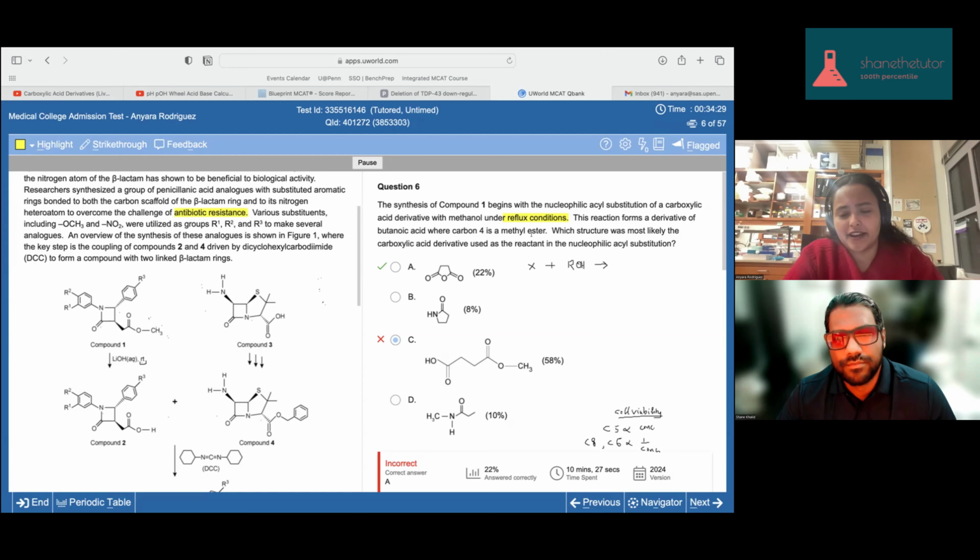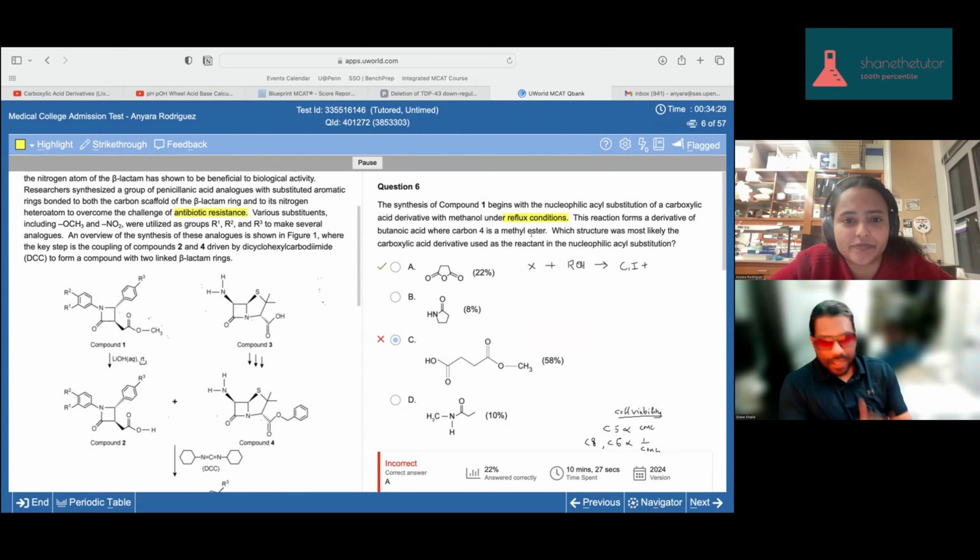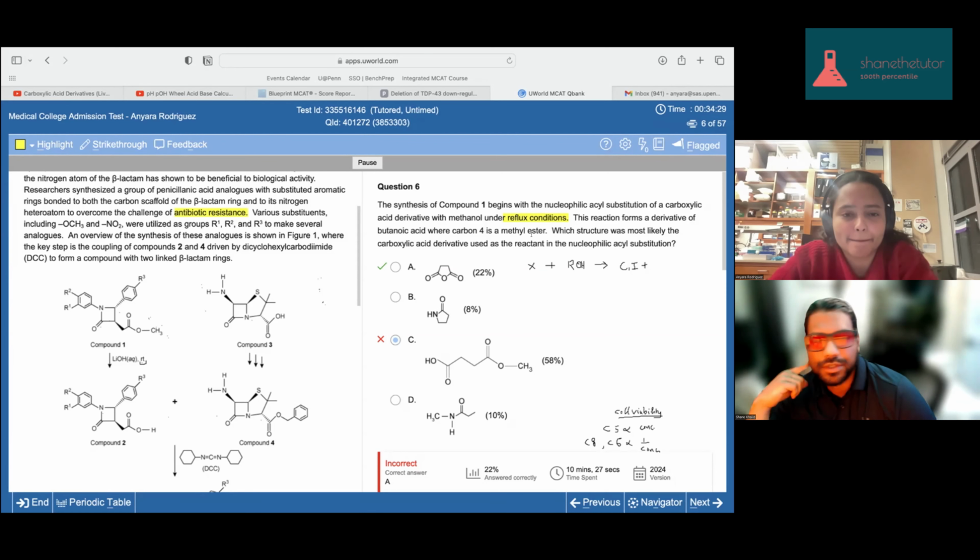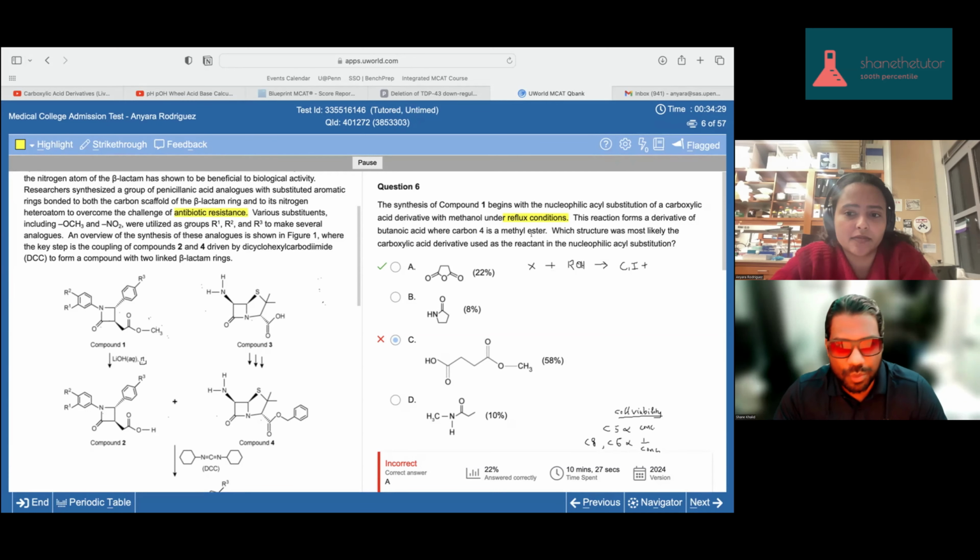So an ester, carboxylic acid attached to oxygen, and then a methyl group. Yeah, so the carboxylic acid derivative, they don't tell us, so I wrote that as X. Then I added the methanol. I guess I just wrote ROH to mean an alcohol in general. And then the product should be compound one, this derivative of butanoic acid, where carbon 4 is a methyl ester.